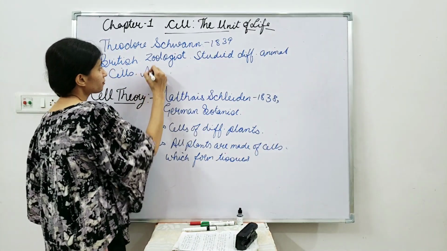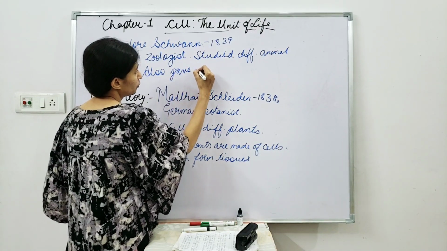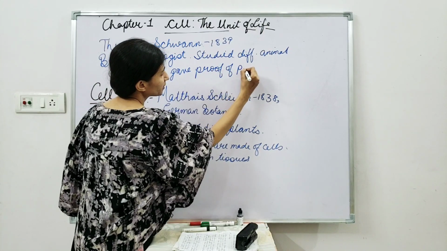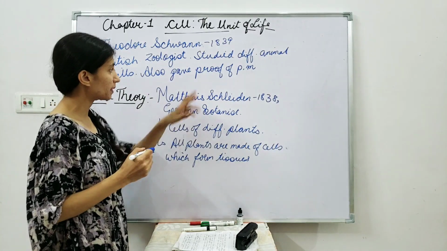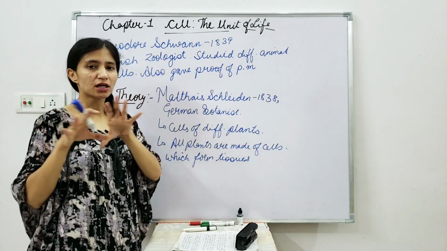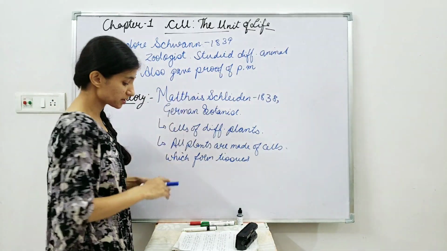Okay, so he also gave proof of the plasma membrane. I'm just writing PM for the plasma membrane, not the Prime Minister, but PM for the plasma membrane. So he also gave the proof for the plasma membrane, that there is a thin structure present outside the cell, and that is the plasma membrane.